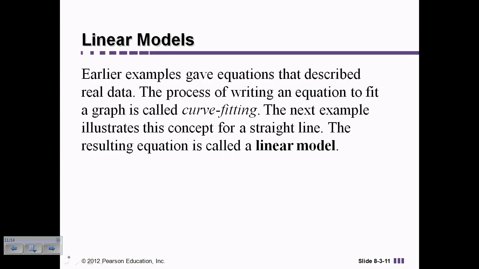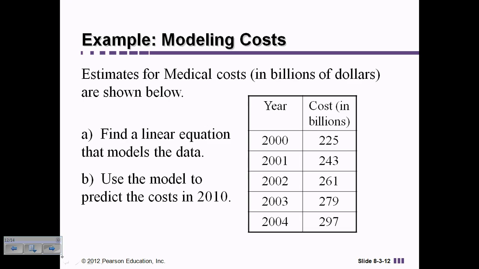So when we talk about linear models, what we're trying to do is figure out, given real information, what kind of line we can create from this and be able to use that line to predict what our future outcomes would be. So here we have estimates for medical costs, and this is in billions of dollars. So in the year 2000, they estimated the medical costs are 225 billion.